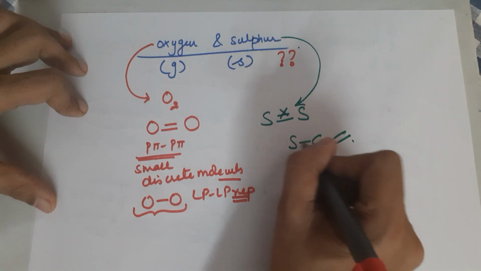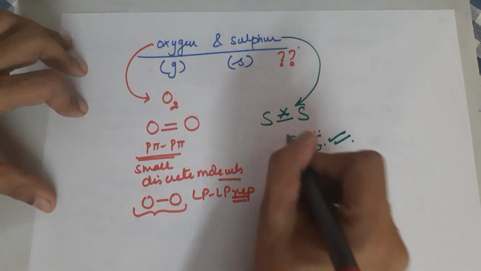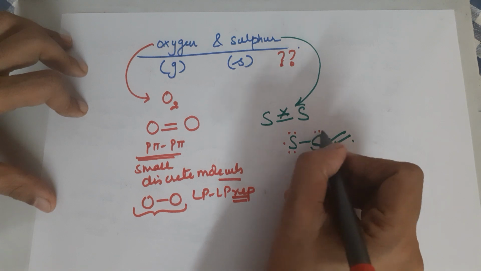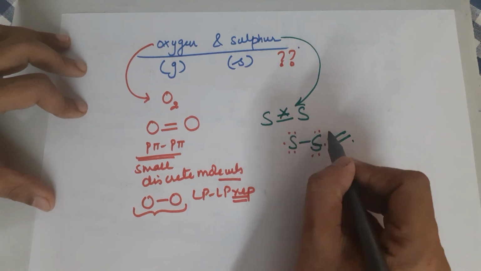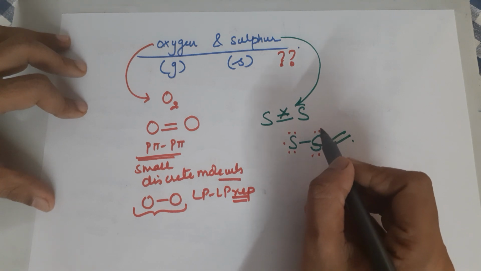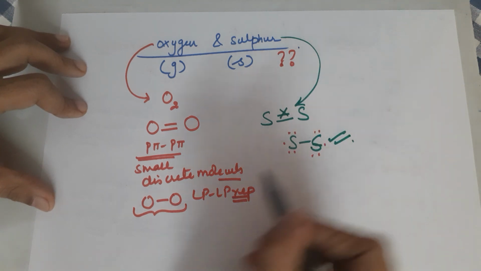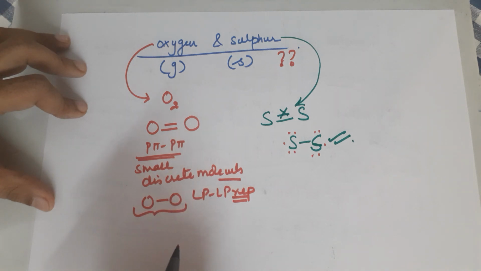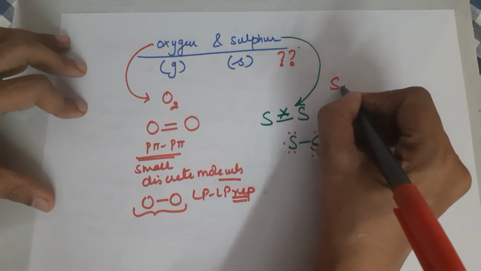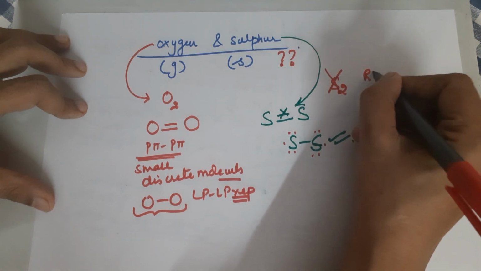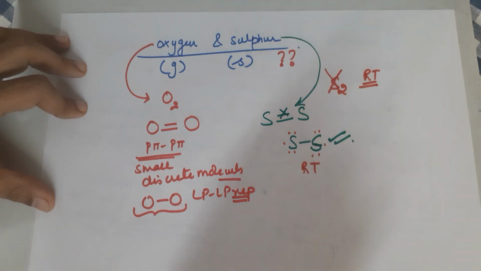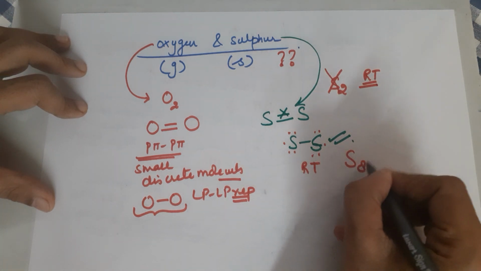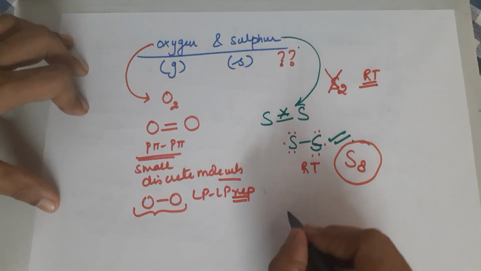Of course, when sulfur forms a single bond, it also does have lone pairs, but the repulsion is less because sulfur is large in size. These lone pairs are far away from each other, so they do not repel each other to the extent observed in the case of two oxygen atoms which are singly bonded. Therefore, S2 does not exist at room temperature, which means sulfur at room temperature exists as an S8 molecule, which is like this.